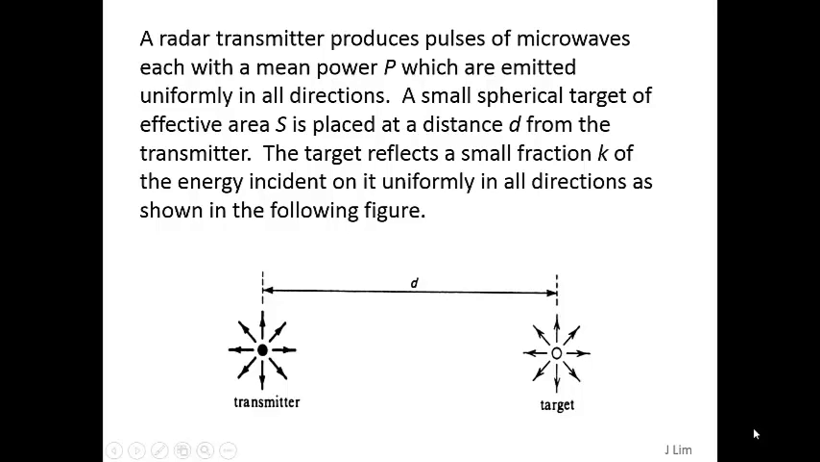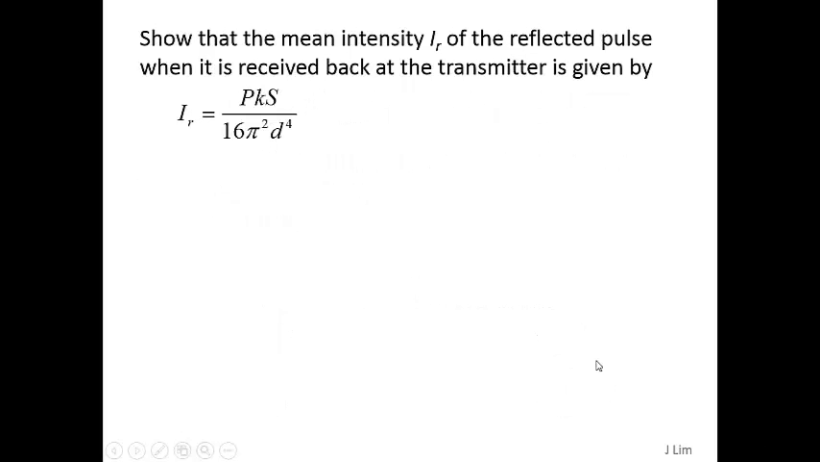A radar transmitter produces pulses of microwaves, each with a mean power P, which are emitted uniformly in all directions. A small spherical target of effective area S is placed at a distance d from the transmitter. The target reflects a small fraction k of the energy incident on it uniformly in all directions, as shown in the figure below. Show that the mean intensity IR of the reflected pulse when it is received back at the transmitter is given by this expression.